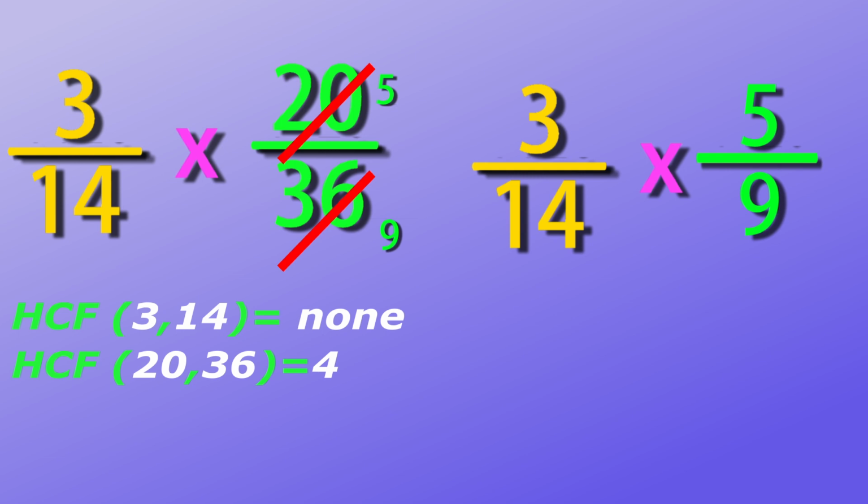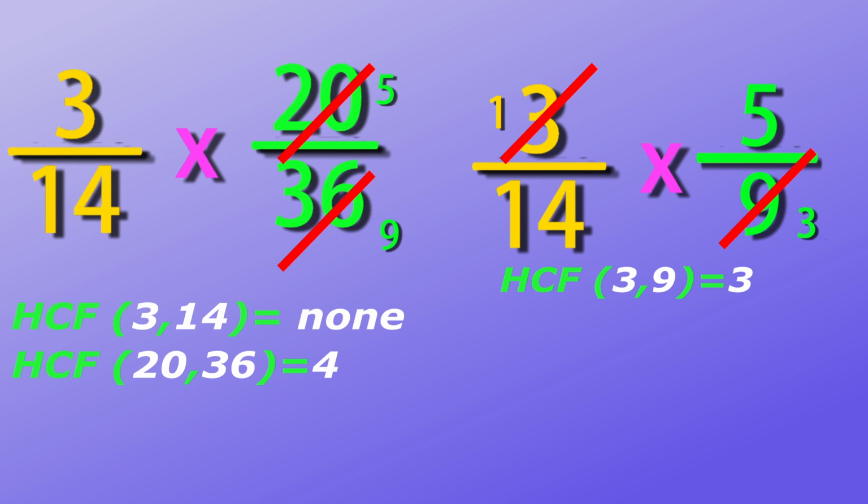Now we move to step 2, cross cancellation. The left numerator is 3 and the right denominator is 9. Do they share any factors? Yes, the highest common factor of both is 3. So we can divide both by 3. So our left numerator is now 1 and the right denominator is now 3.